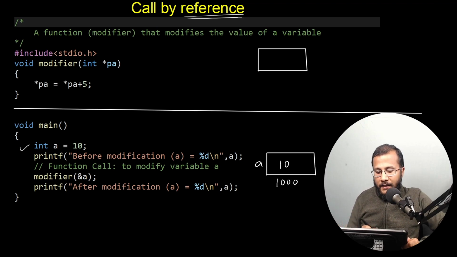Now what happens is, here you see, just look at this modifier function. I am passing the address of a. So I've written ampersand a. So what is ampersand a? This is the address of a. Ampersand a is 1000.